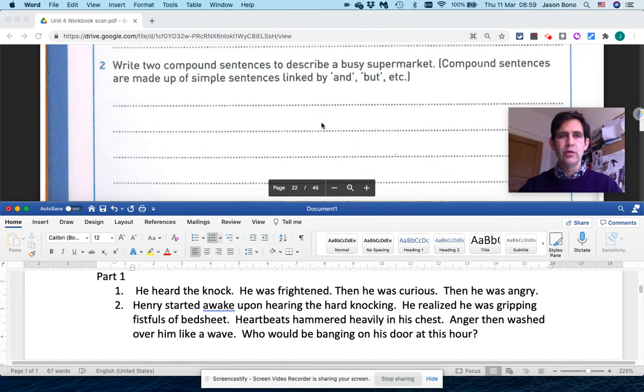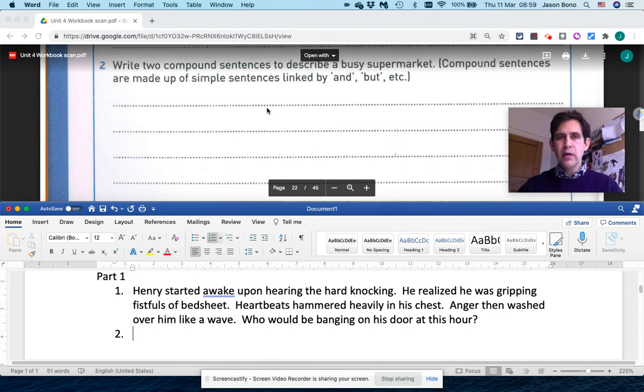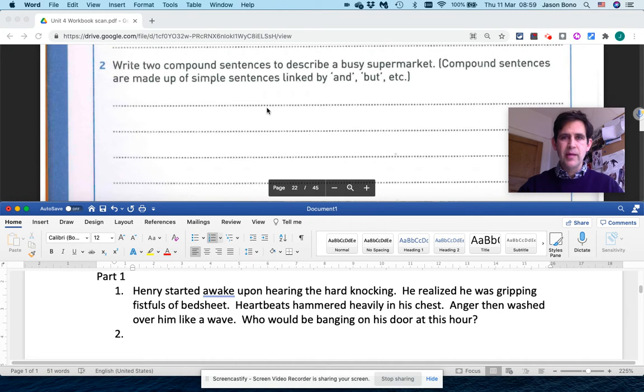Okay, number two. So again, you're going to do your own version of this. I'm going to get rid of that first one because the second one is better. Now write two compound sentences to describe a busy supermarket. Compound sentences are made up of simple sentences linked by and, but, etc. Now I can quickly show you what that is by doing it right here.